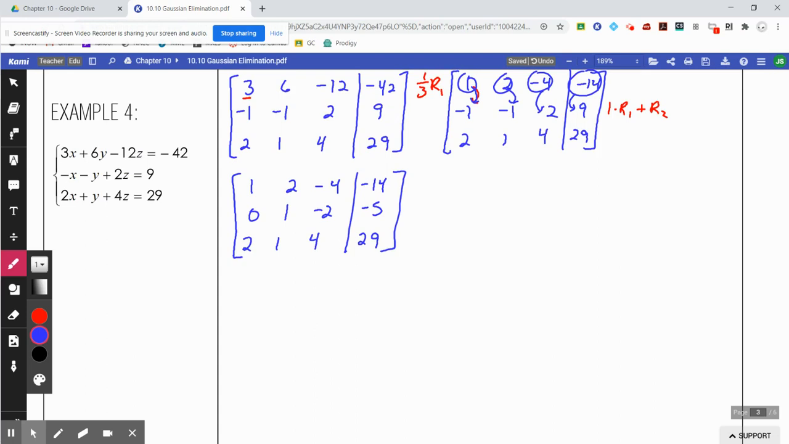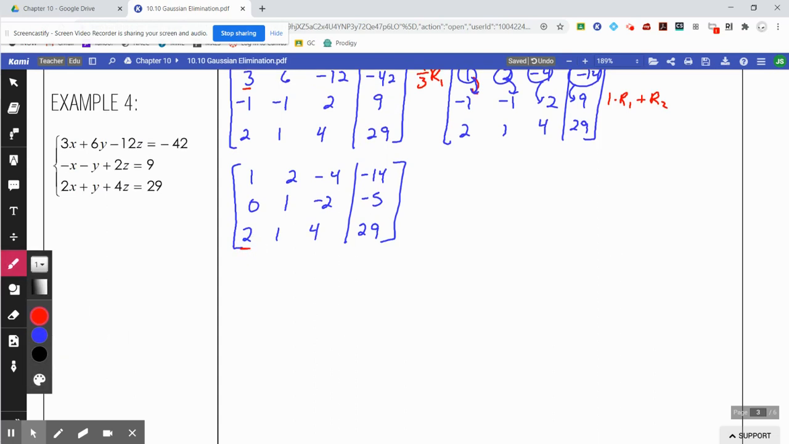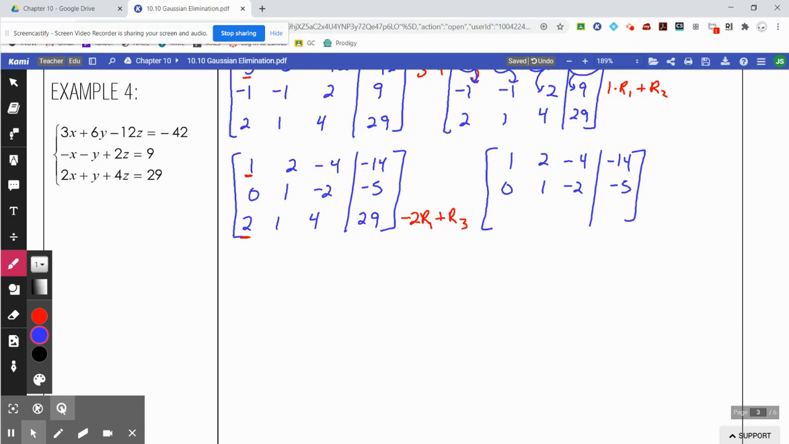So next up, now we're wanting to make this a 0. So follow the same procedure. Multiply your tool by something and add it to it. I need to add -2 to this. So I'm going to do -2 times my row 1, add it to row 3. And that's only going to change row 3. So let's recopy 1 and 2. And now let's change row 3.